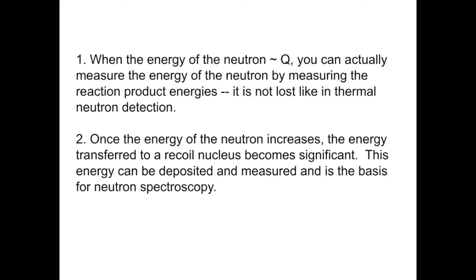But not least, we have chapter 15, which is fast neutron detection and spectroscopy. So when the energy of the neutron is on the order of Q, that reaction product energy, you can actually measure the energy of the neutron by measuring the reaction product energies. It is not lost like in thermal neutron detection. Number 2, once the energy of the neutron increases, the energy transferred to a recoil nucleus becomes significant. This energy can be deposited and measured and is the basis for neutron spectroscopy. So now we're talking about reactions such as collisions that actually can be used for detecting neutrons, unlike thermal neutron detection, where the only thing that we could use was absorption.